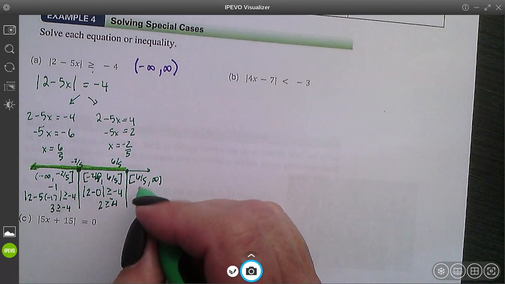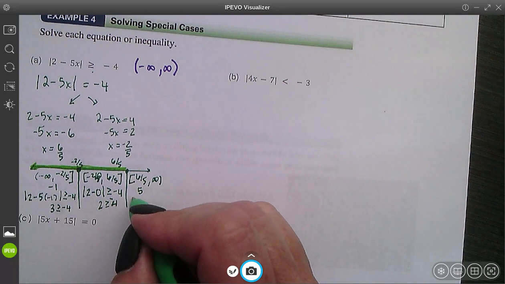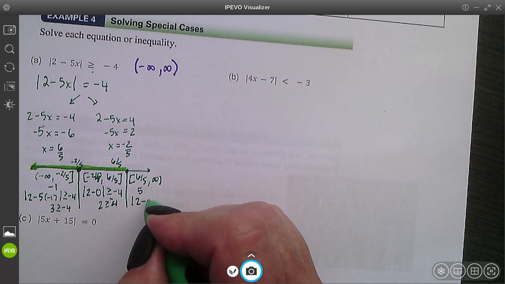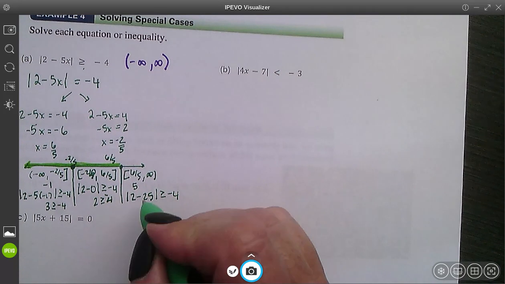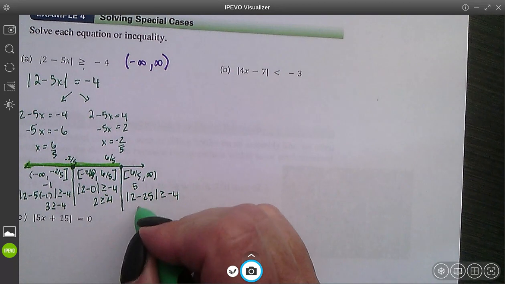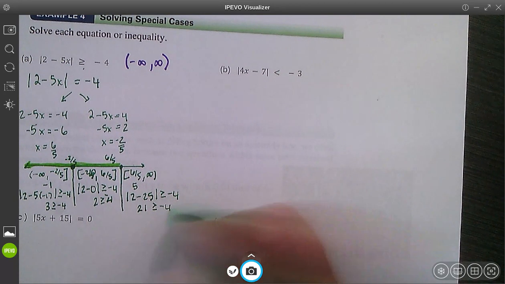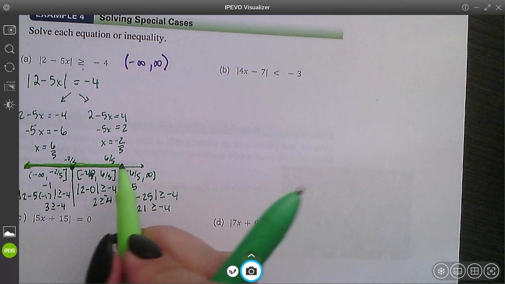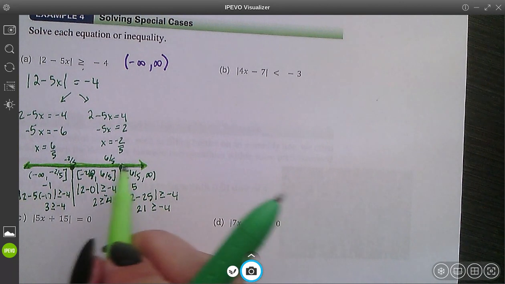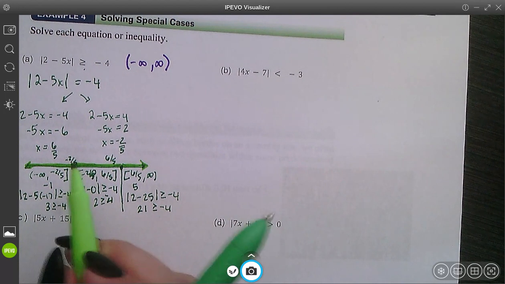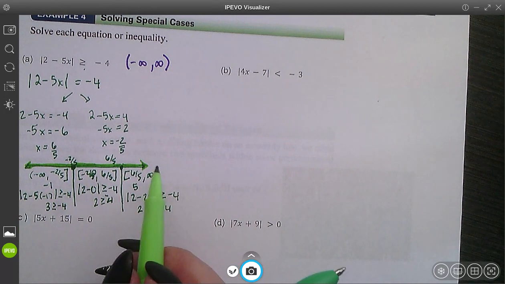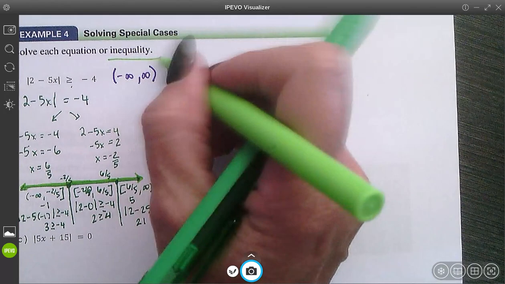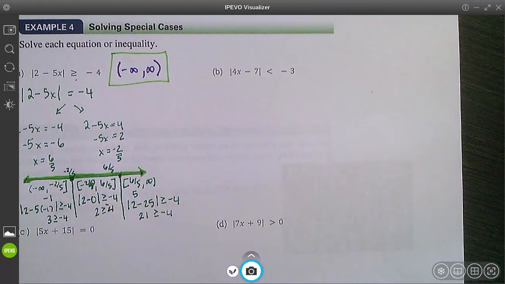If I picked like 5 in there. So I got absolute value of 2 minus 25. Is that bigger than negative 4? That's absolute value of negative 23, which is 23, and that is also true. So I have now colored the entire number line because of those closed circles. So it goes negative infinity all the way to infinity. So this answer is negative infinity to infinity.